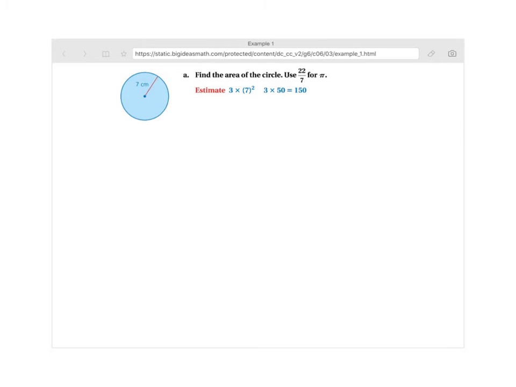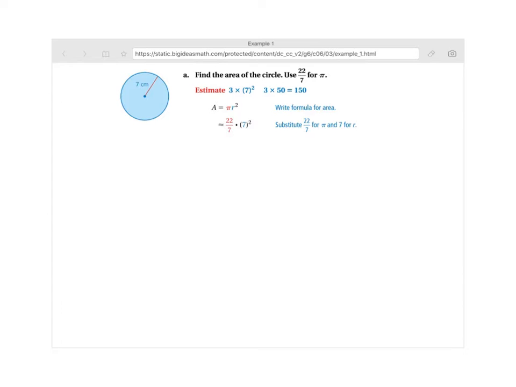So let's use your formula. I don't want you to estimate, so don't worry about that. So we're going to use our formula. Area equals pi r squared, and we're going to plug in the different parts that we know. So we're going to have 22/7 for the pi, I'm so sorry. And then you're going to multiply that times 7, because 7 is what the radius is, squared.